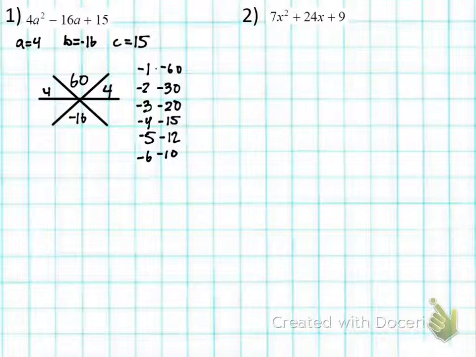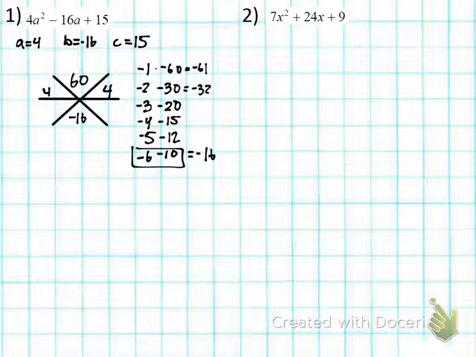Out of all of these, I'm noticing the one that adds up to negative 16 is this one, negative 6 minus 10, which is equal to negative 16. All these other ones don't. Negative 1 plus negative 60 is going to be negative 61, and this next one's negative 32, this next one is negative 23, next one is negative 19, next one is negative 17, okay? So I'm clearly noticing that this is the only one. We cannot just pick whatever numbers we want.